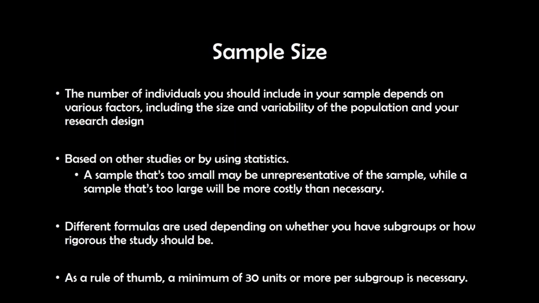Alright, the next one is the sample size. The number of individuals you should include in your sample depends on various factors, including the size and variability of the population and your research design. It can be based on other studies or by using statistics. A sample that is too small may be unrepresentative of the population, while a sample that is too large will be more costly than necessary. There are different formulas that can be used to calculate the sample size, depending on whether you have subgroups or how rigorous the study should be. As a rule of thumb, a minimum of 30 units or more per subgroup is necessary for our sample.